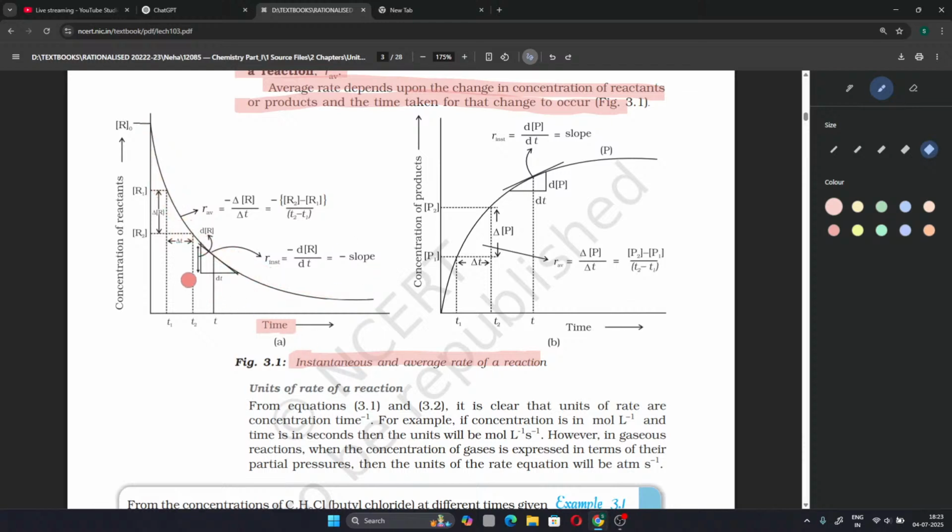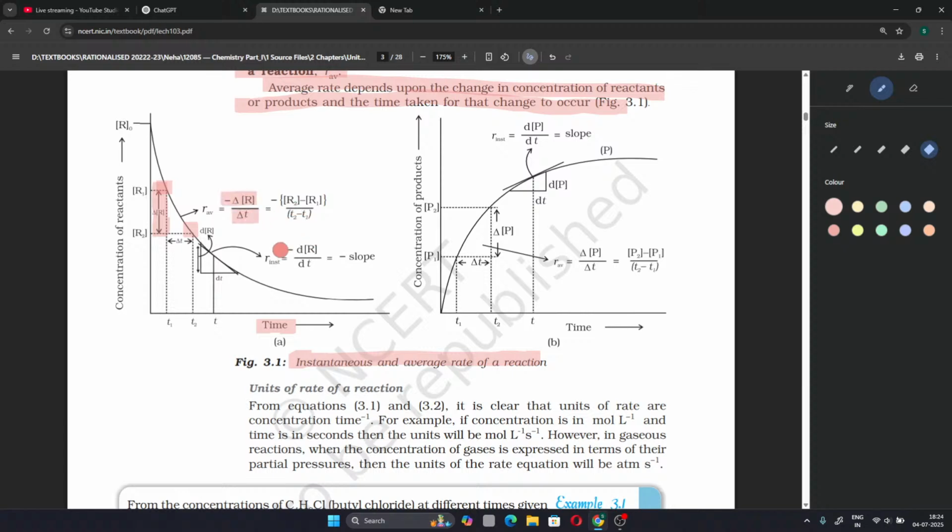At time t1 the concentration is around R1, whereas at time t2 the concentration is around R2. This is what we call delta R, the change in concentration. Basically, they are drawing a graph here. This is the R average, and on this graph they are taking a tangent here.